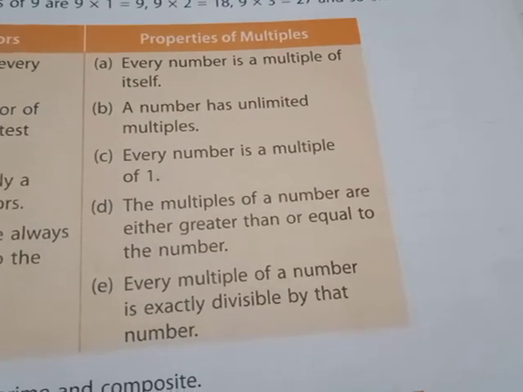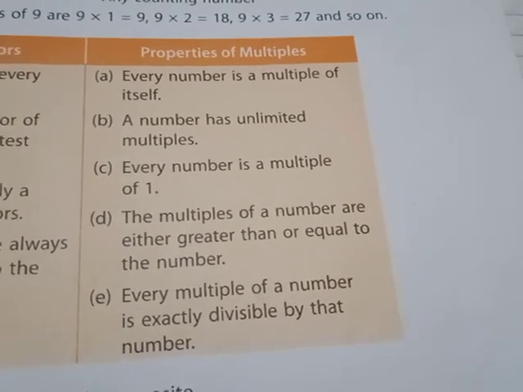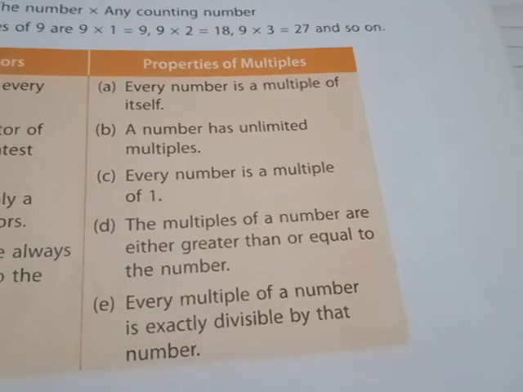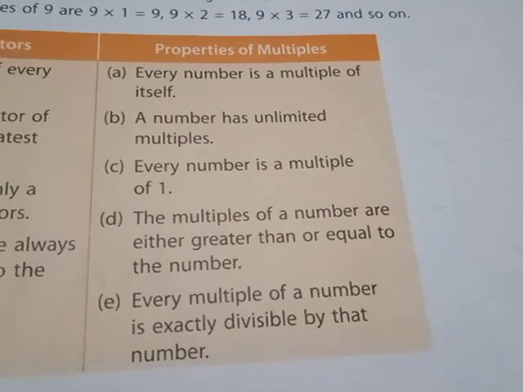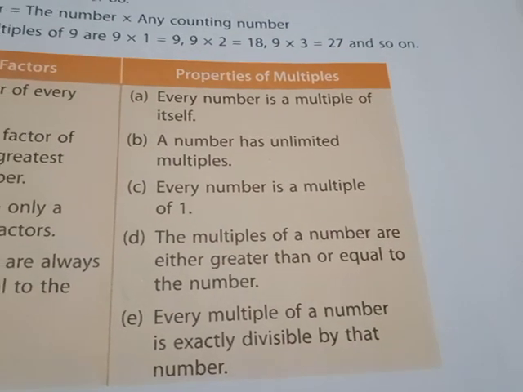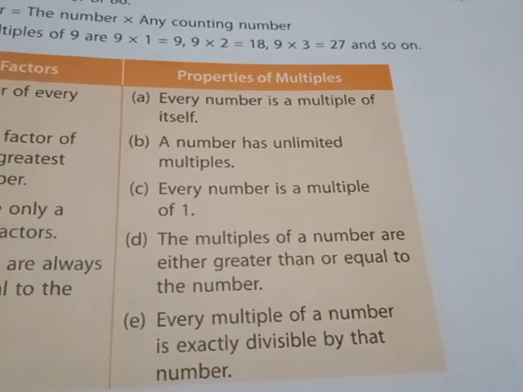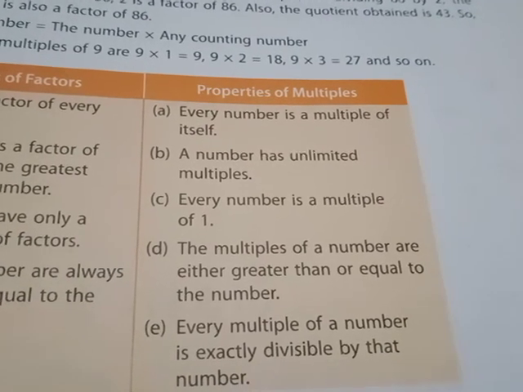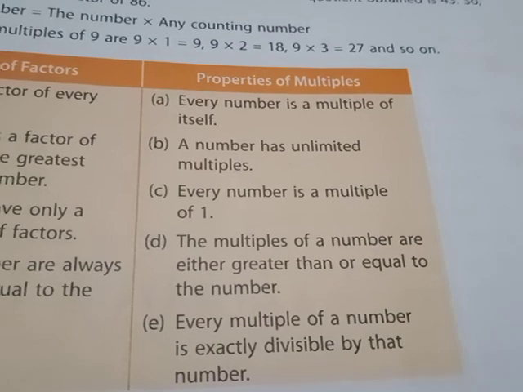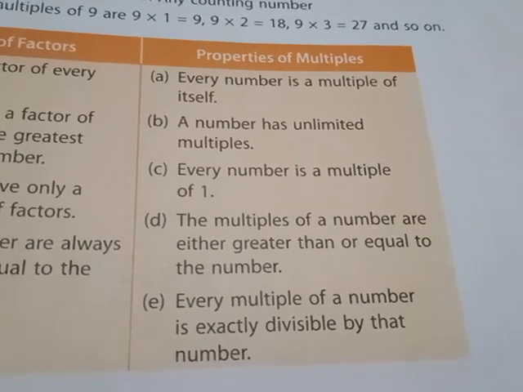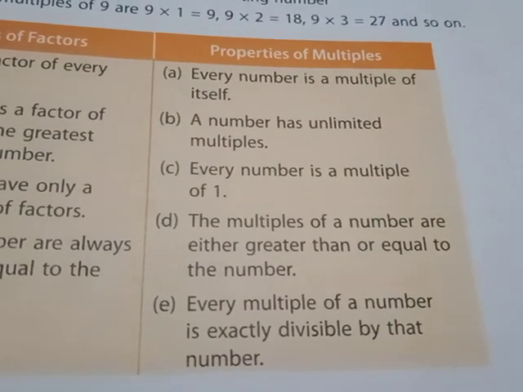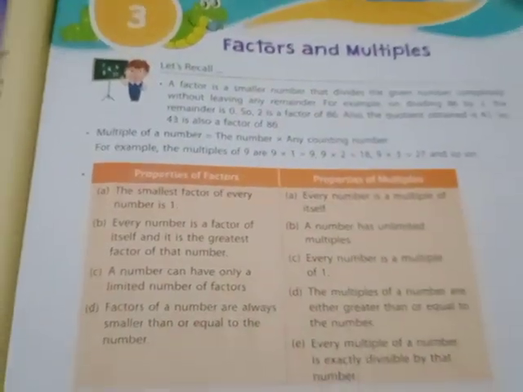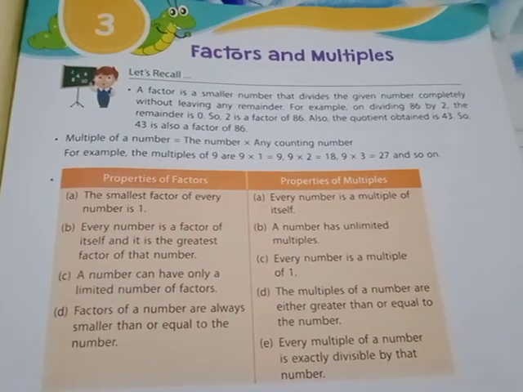First one is every number is a multiple of itself. Then unlimited means uncountable, it can go on and on. Every number is a multiple of 1, means if it is asked to write the multiples of 1, any mathematical number you can write will be considered a multiple of 1. A multiple of a number is greater or equal to the number. And every multiple is exactly divisible, means no remainder is left. So this is your explanation for factors and multiples.